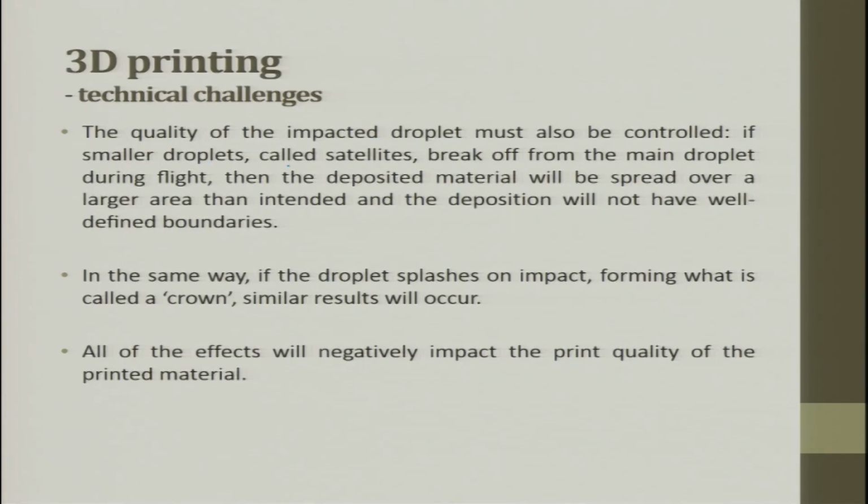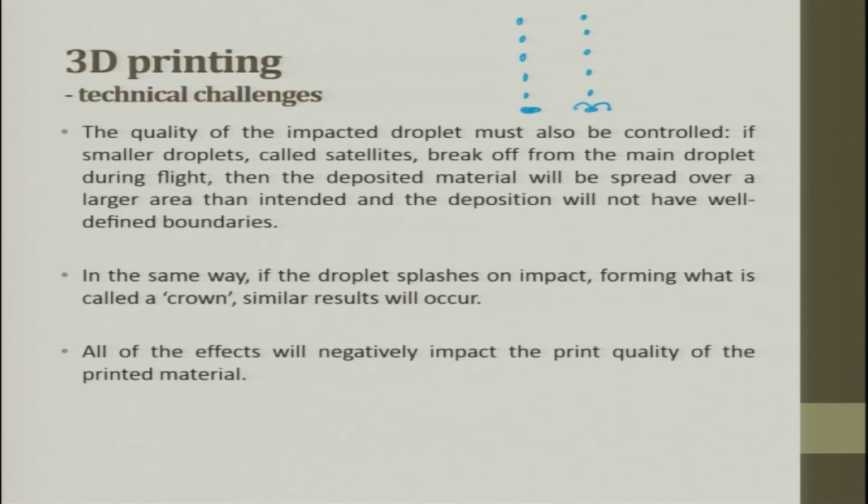If a small droplet called a satellite breaks off from the main droplet during flight, then the deposition material will be spread over a larger area than intended, and the deposition will not have a well defined boundary. Very interesting. So, when it falls down, suppose if it stays here, it is good. When it falls down and if it does not stay, it jumps because of weight or because of the volume of the material. It just drops and it shatters.